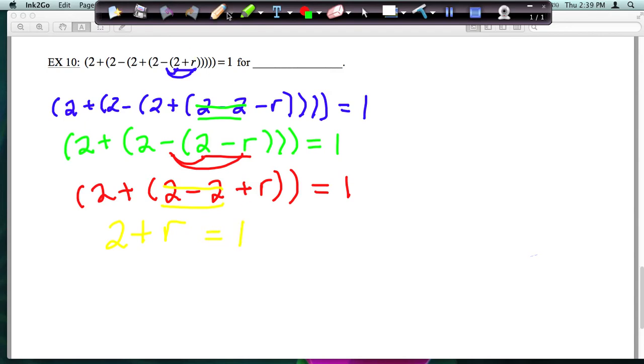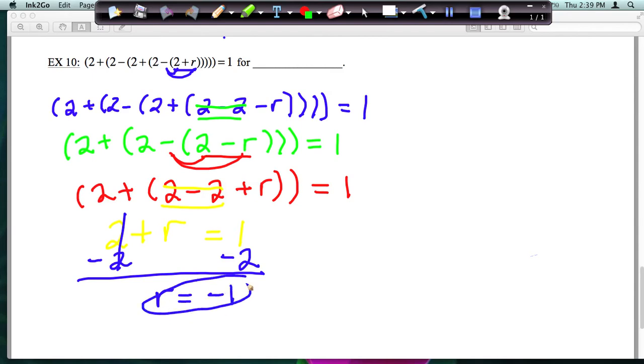And at this stage, I now want to solve for r. So I'm going to take the term in front, which is a positive 2, and I'm going to subtract 2 from both sides to get r by itself. So remember, these cancel. Bring down the r, and I get 1 minus 2 is -1. So we've solved for r. R is -1. Okay, so if you take it step by step, it's not too bad.